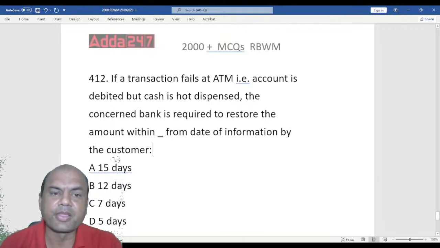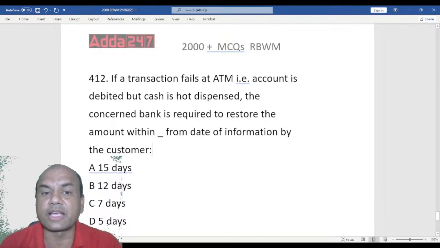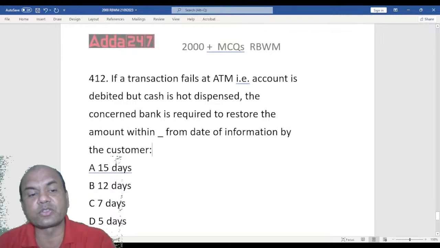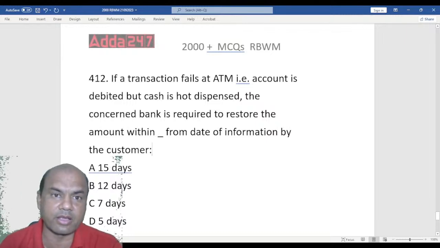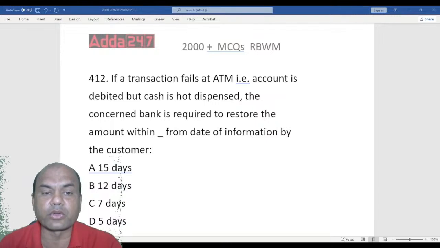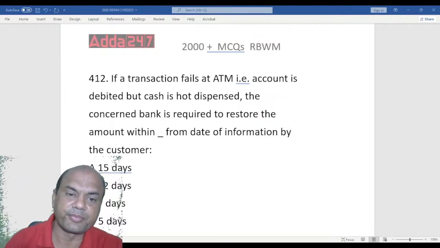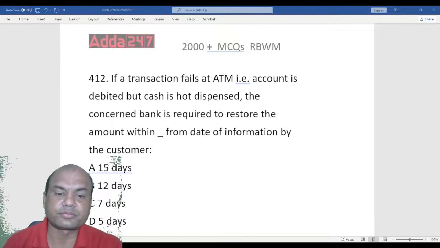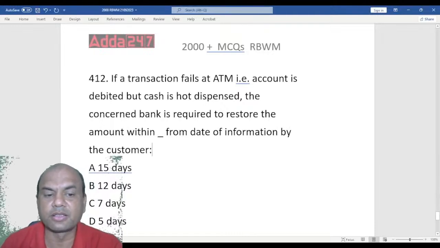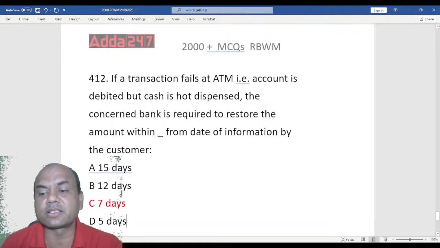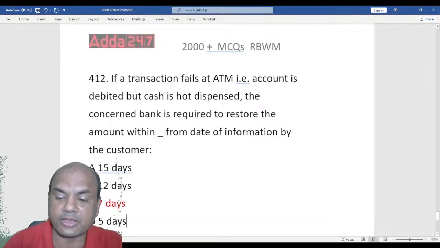So if the transaction fails and the cash is not dispensed, then the bank has to put the money back into the account in how many days? Correct, 7 days. This is the answer. Within 7 days the bank has to put back the money.